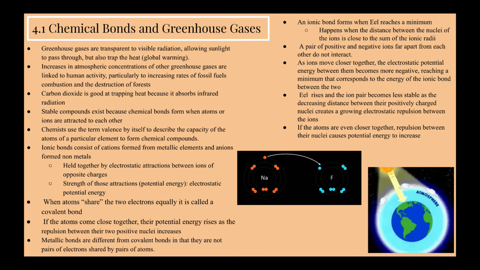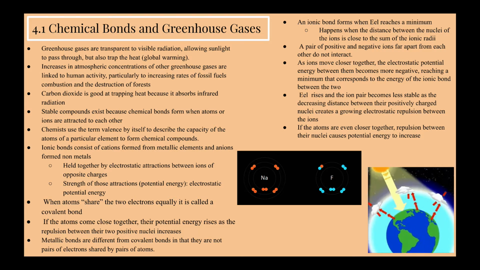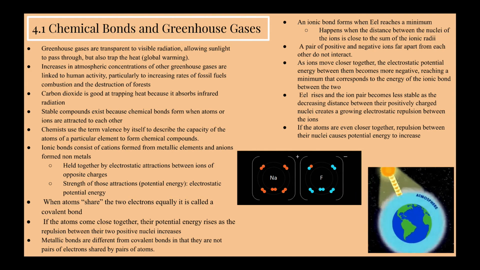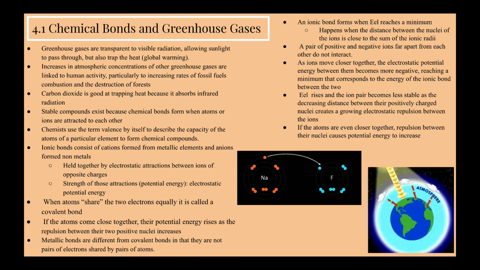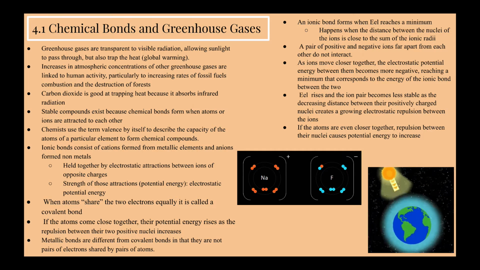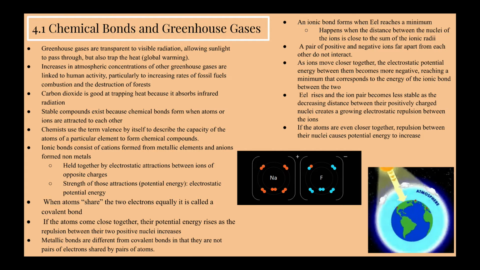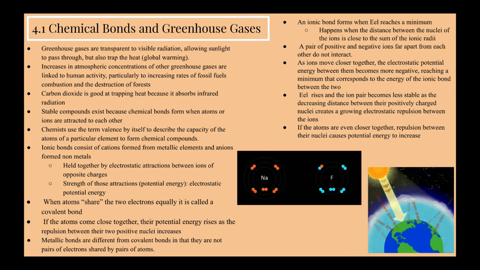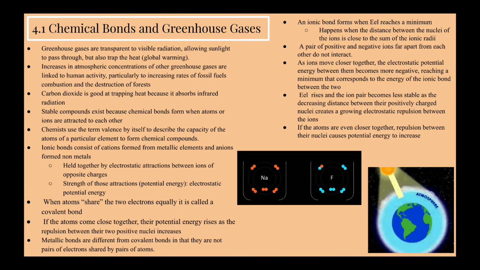Lesson 4.1: Chemical Bonds and Greenhouse Gases. This lesson talked about how greenhouse gases are transparent to visible radiation, which allows sunlight to pass through. However, greenhouse gases include carbon dioxide, and carbon dioxide gets trapped in Earth's atmosphere, which leads to global warming and climate change.